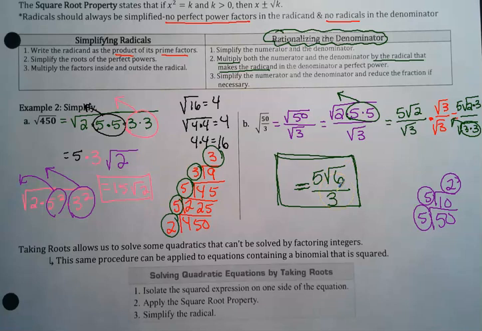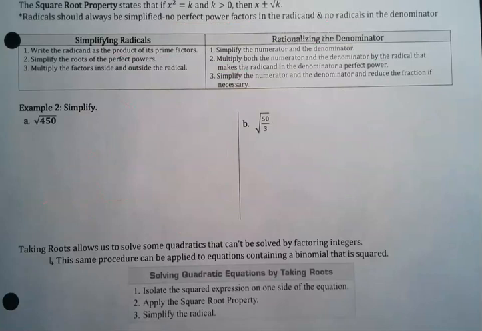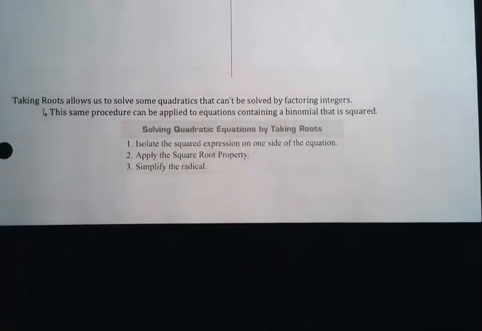You will use this a ton in trigonometry, okay? Simplifying those radicals and rationalizing the denominator. A bunch of stuff in trigonometry. Okay, so taking roots allows us to solve some quadratics, okay? We can solve some quadratics that can't be solved by factoring integers, okay? Because sometimes that factoring integers gets complicated. This same procedure can be applied to equations containing a binomial that is squared, okay? So it's helpful if we just have a binomial and some quadratics we can use it on as well.